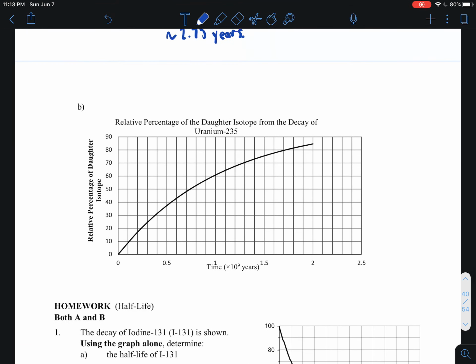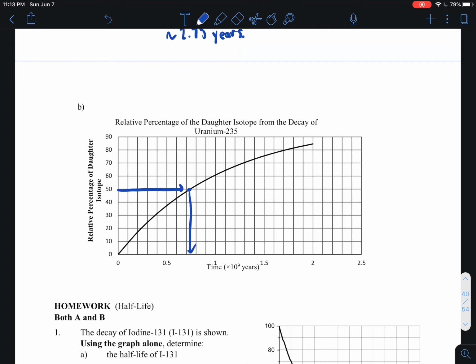Okay, doing the same thing here, but now this is the daughter isotope. The daughter isotope works the exact opposite in this case. So we're looking at around the 50%. So if we have 50% daughter, that means we have 50% of the parent isotope as well. And then we're just going to bring that value down and then try to figure out what that refers to.